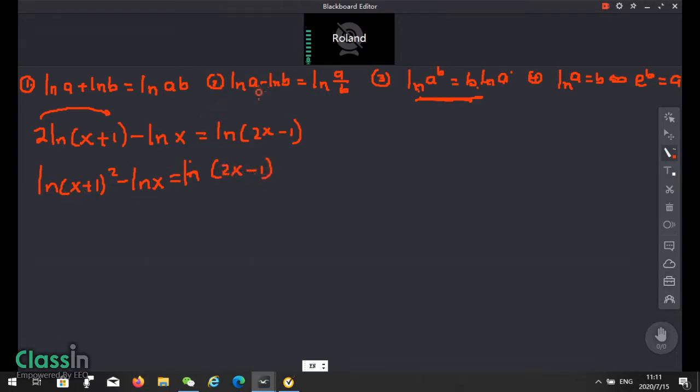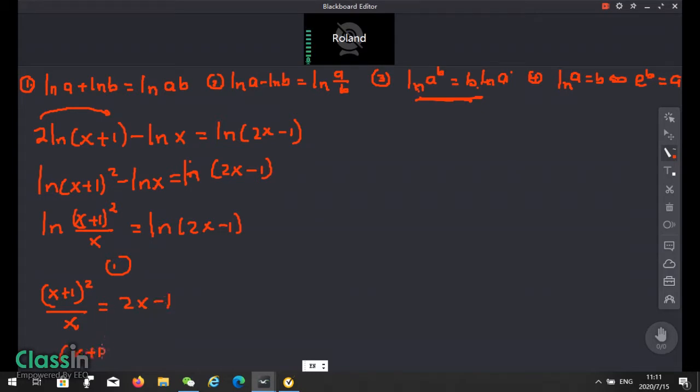This is in the form of natural log of A minus natural log of B on the left-hand side. So we can say natural log of x plus 1 all squared over x equals natural log of 2x minus 1. Just like the previous example, we can take antilog of both sides. So let's consider method 1. If we decide to take the antilog of both sides, we have x plus 1 all squared over x being equal to 2x minus 1.